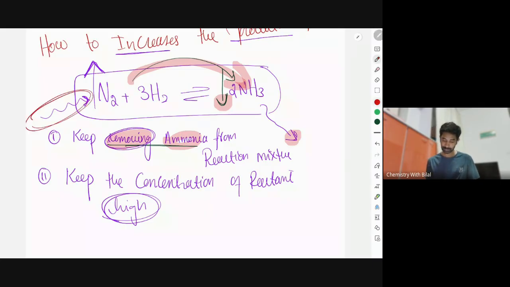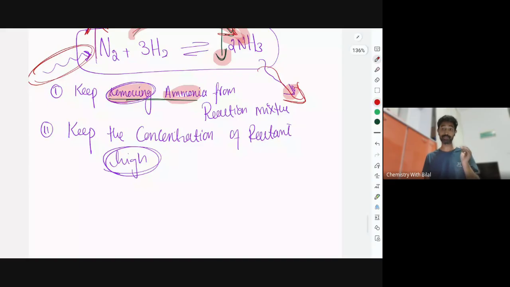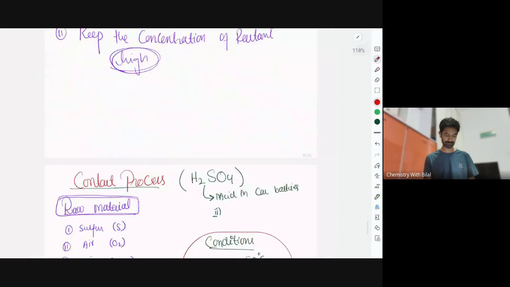Second thing, keep adding more and more reactants. When you add more reactant, the concentration of reactant will remain high and the equilibrium will again remain on the right side. You will get more ammonia. As more is formed, you keep removing it. So by not changing the pressure and temperature, you can still maximize the yield of the products by removing the products and adding the reactants.